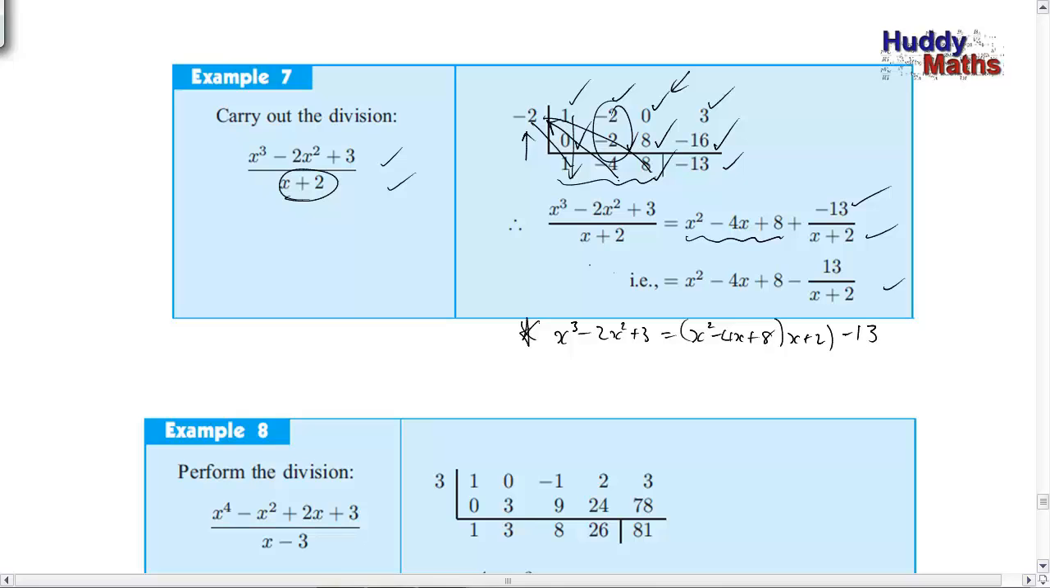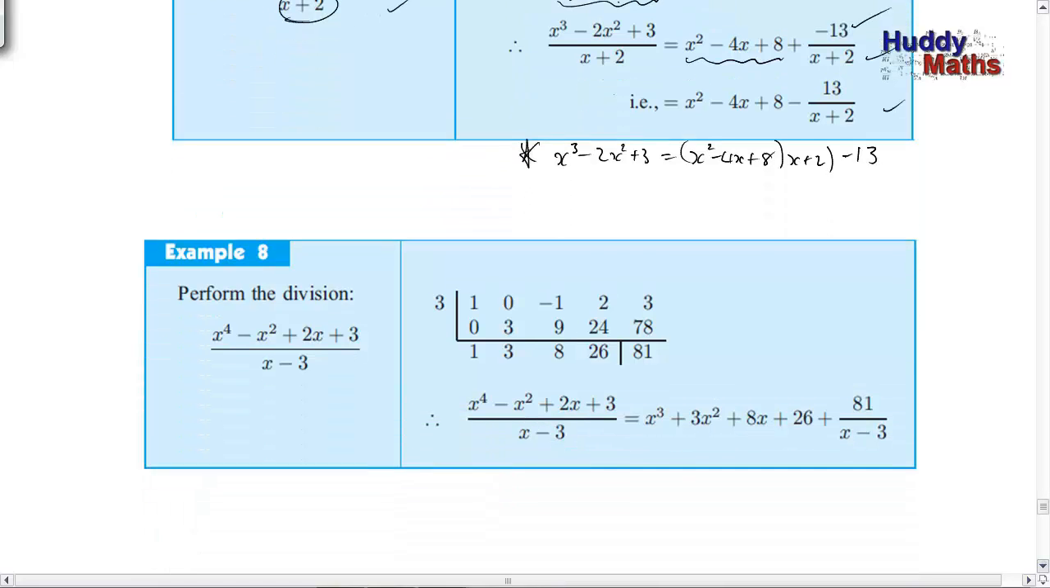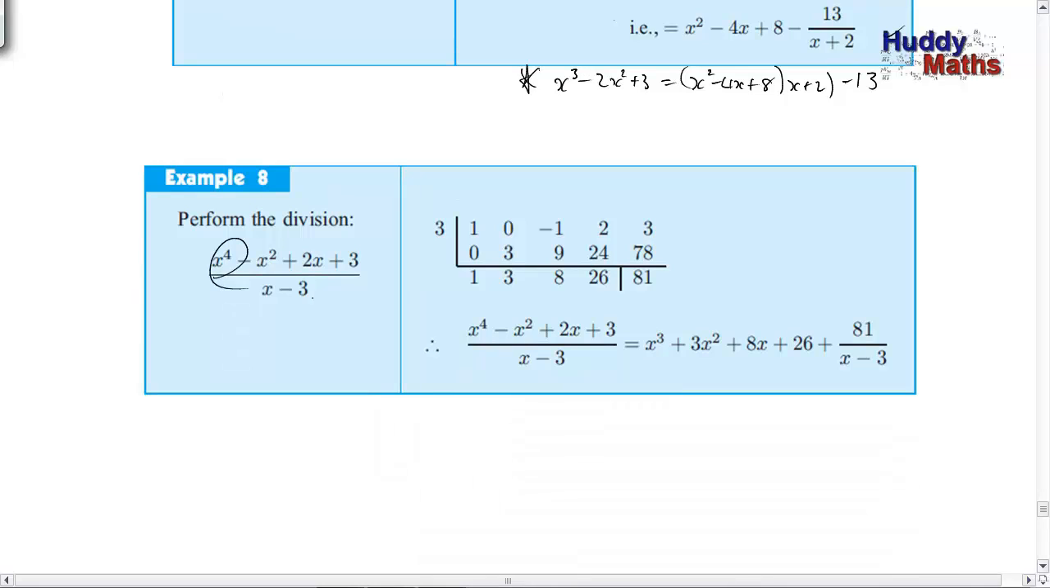All right, let's go down and do another one. Let's do a quartic, degree 4, divided by a linear. So first of all, 1x to the 4th, no x cubed term, so put a 0, take 1x squared, 2x and 3, and it's x take 3, so this becomes positive 3, 0, and it goes to a 1. 1 by 3 is 3, added is 3. 3 by 3 is 9, added is 8. 8 by 3 is 24, added is 26. 26 by 3, 78, added 81.